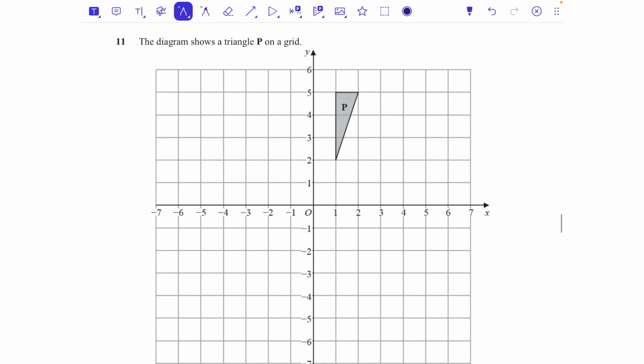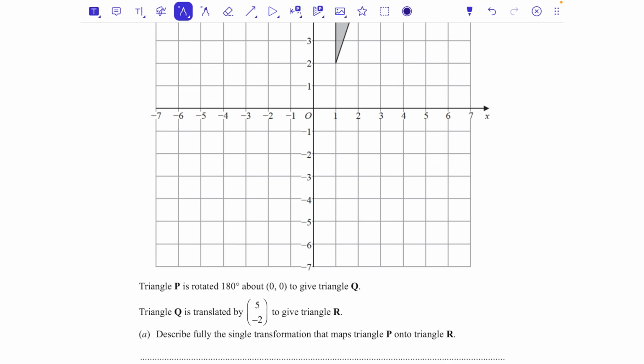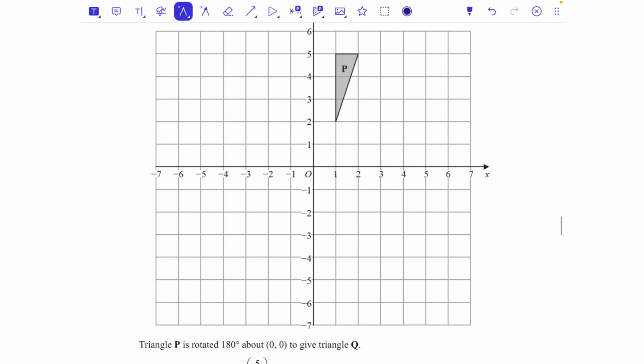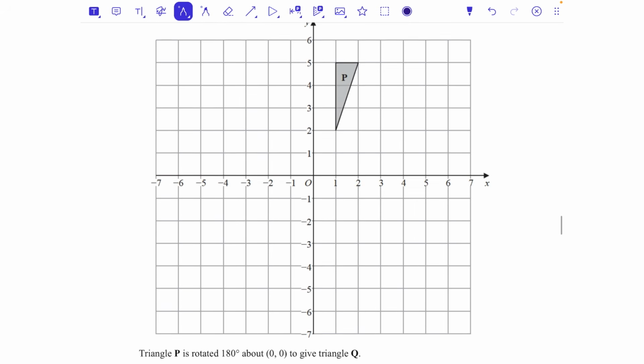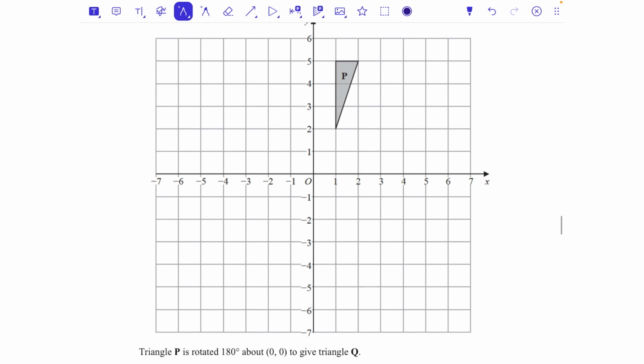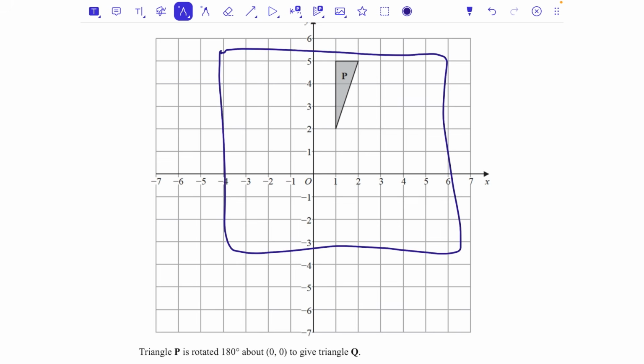Question number 11. The diagram shows a triangle P on a grid. Triangle P is rotated around 0, 0 to give triangle Q, and then that's translated to give triangle R. Describe fully the single transformation. Well, let's do it. Okay, if we're going to rotate this around the origin, what you'd want to do is put your hand up in that exam, which I know you're all terrified to do. Those invigilators, they're not that scary, you know.